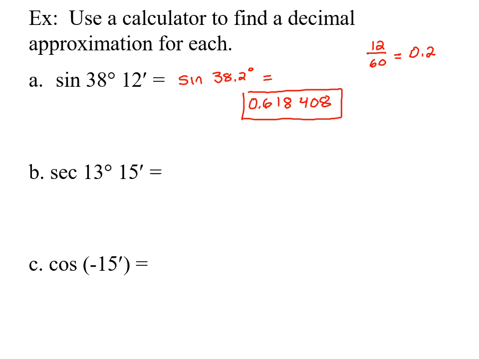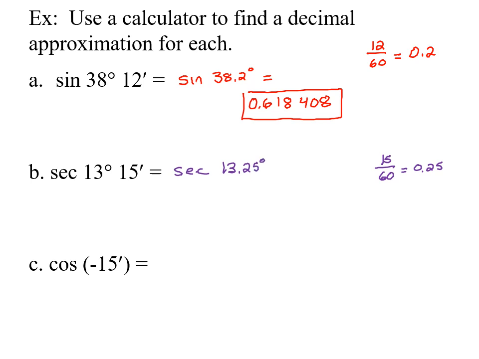The same thing with secant, cosecant, and cotangent. I'm going to do it the same basic way, except keep in mind most calculators don't have those buttons on them. There is not usually a secant, cosecant, or cotangent button. I will take the 15 and divide it by 60, and that'll give me 0.25. So this says to find what is secant of 13.25 degrees.